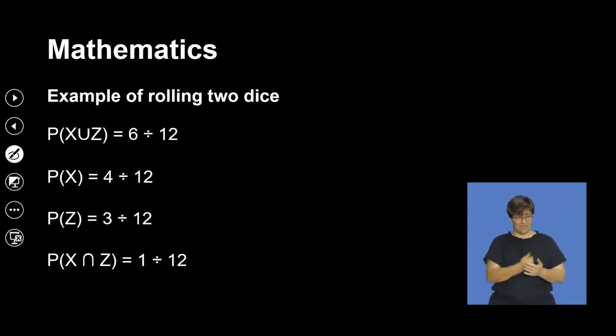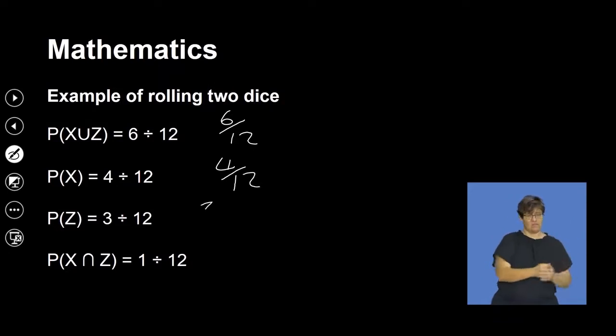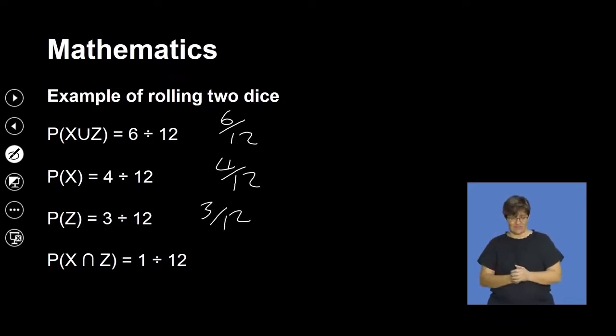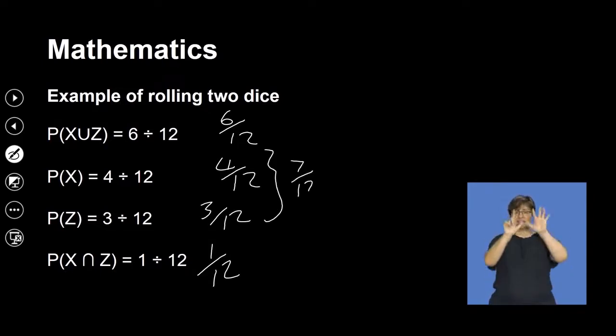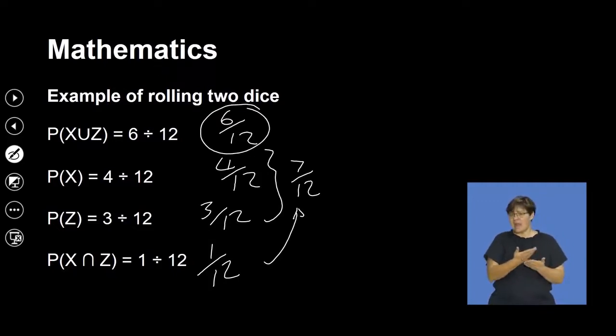And so as I've got it here, you can recognize that this was 6 out of 12, this was 4 out of 12, this was 3 out of 12, and in the intersection we've got 1 out of 12. Now if you add these two together, you get 7 out of 12, and can you see there's 1 out of 12 here? So what happens if I subtract that 1 out of 12? Well, then it gets to be 6 out of 12. And that's exactly what we're going to do.